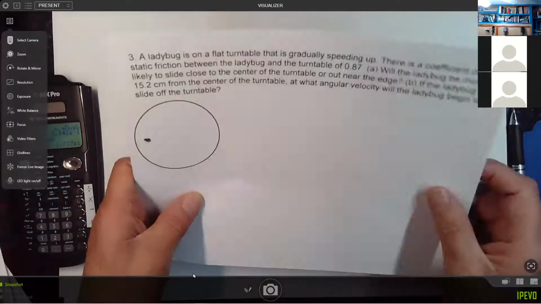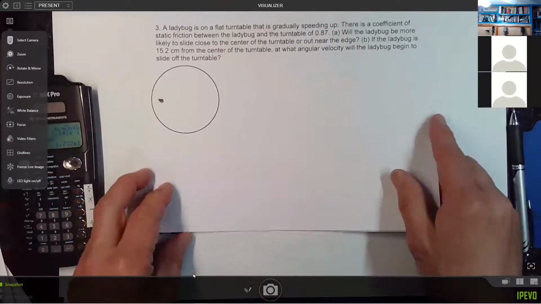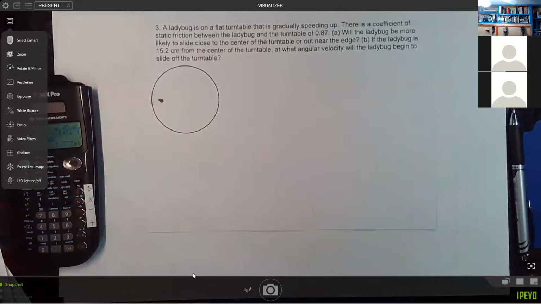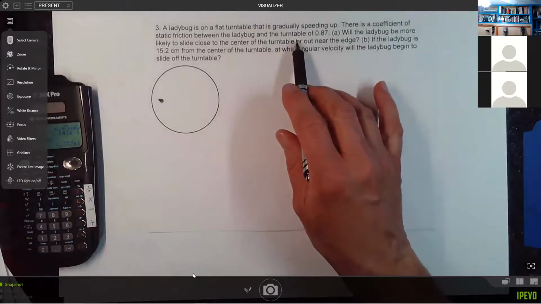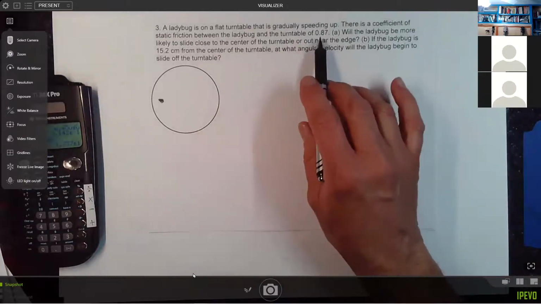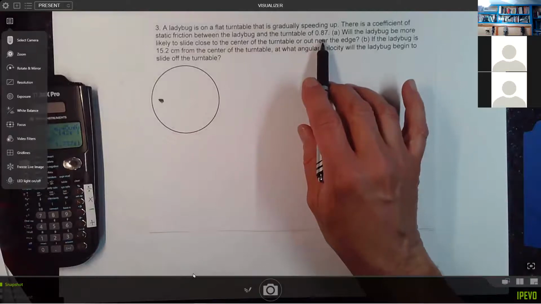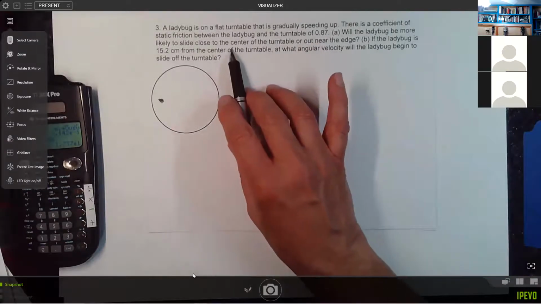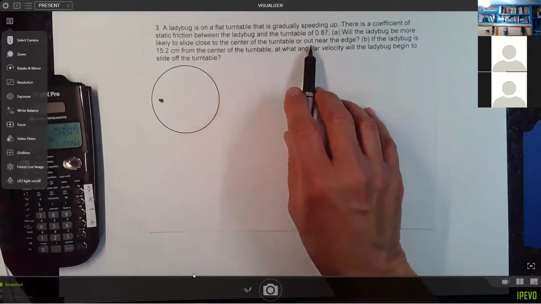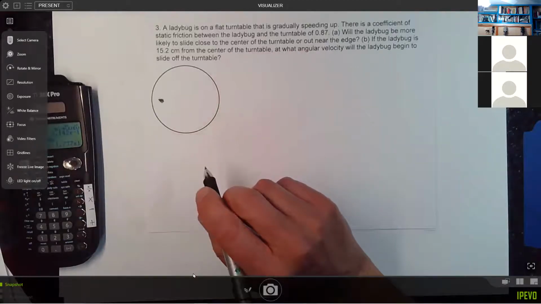Okay, well, this ought to be fun. We have a ladybug on a flat turntable that is gradually speeding up, and there is a coefficient of static friction between the ladybug and the turntable of 0.87. Will the ladybug be more likely to slide close to the center of the turntable or out near the edge?